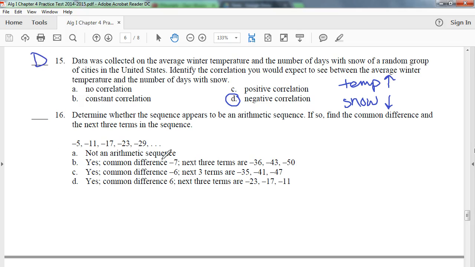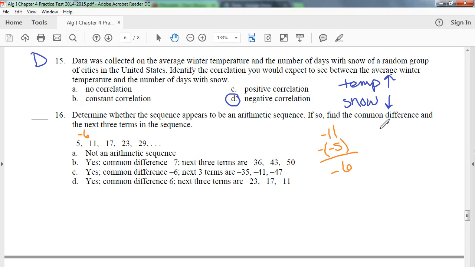Number 16, determine whether the sequence appears to be an arithmetic sequence. If so, find the common difference and the next three terms. So we have to see if we have a common difference. Pick any term besides the first one. So any term, say negative 11, and subtract the term before it, minus negative 5. Well, that really means plus 5, so this is negative 6.